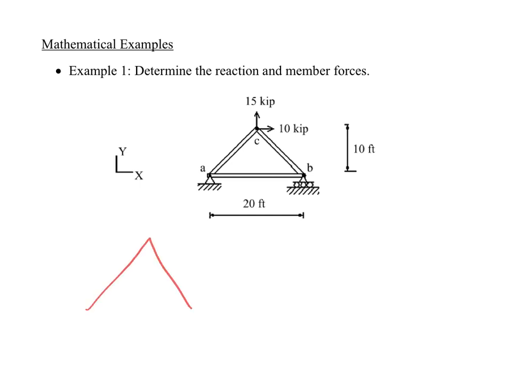So let's go ahead and draw a free body diagram of this. At location A, we have a pin joint, which means we've got a reaction this way, and that's going to be called RAY.